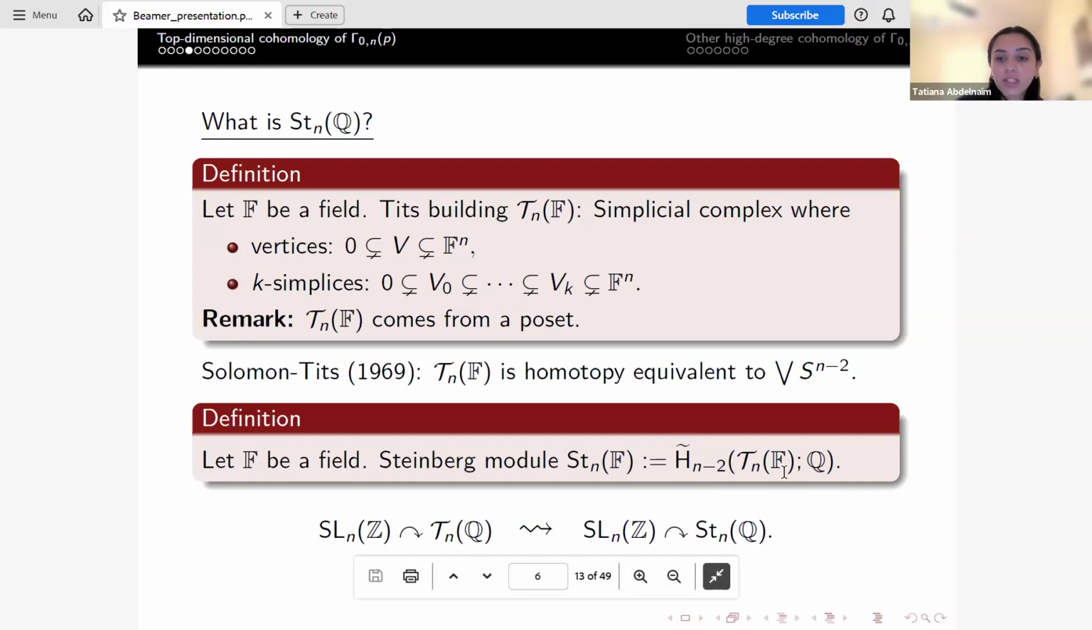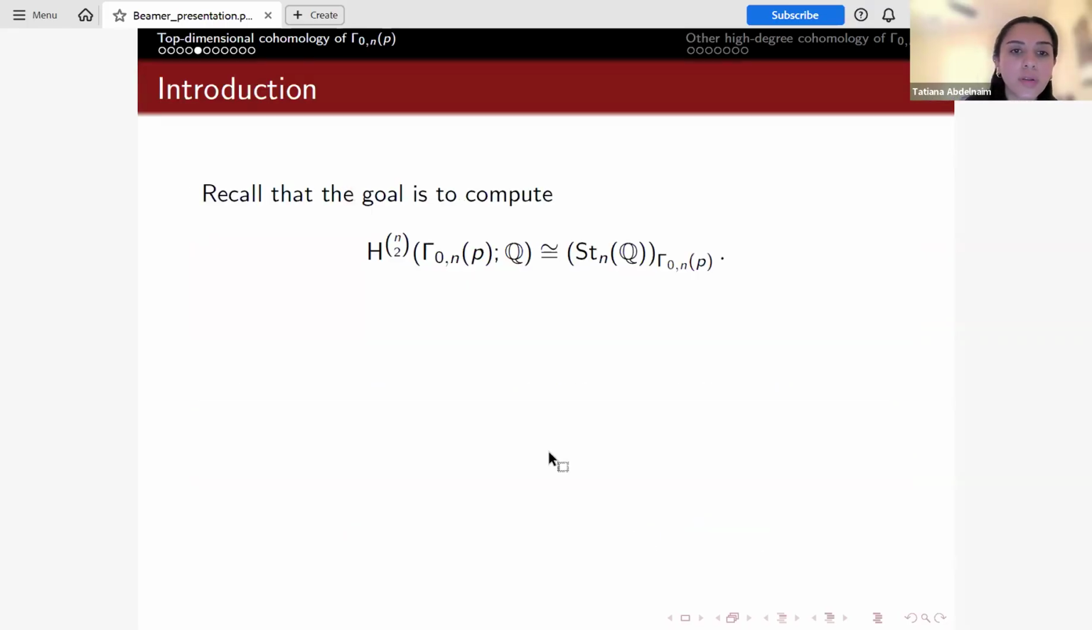If F is Q, then SL_n(Z) acts on these non-zero proper subspaces, and this action preserves the inclusion, and so it induces an action on the Tits building, and hence induces an action on the Steinberg module. So this Steinberg module is an SL_n(Z) module. Now recall the goal is to compute these cohomology groups, which we said are isomorphic to the coinvariants of the Steinberg module. And now the way to approach this goal is the following.